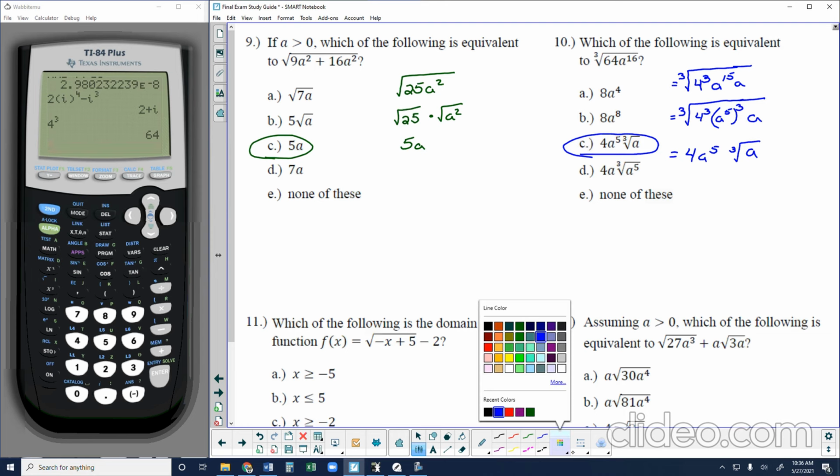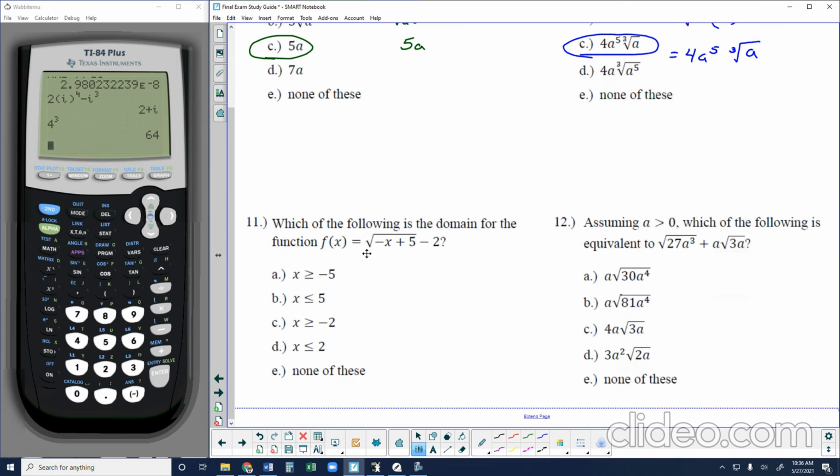In problem 11, it says, which of the following is the domain for the function f of x equals the square root of negative x plus 5, minus 2? So algebraically, remember that the input value under the square root must be greater than or equal to 0. So if I solve this, I would subtract 5 and then divide by a negative, and I get x is less than or equal to 5.